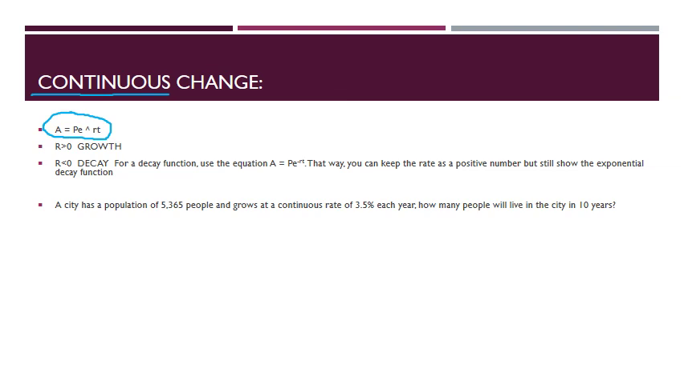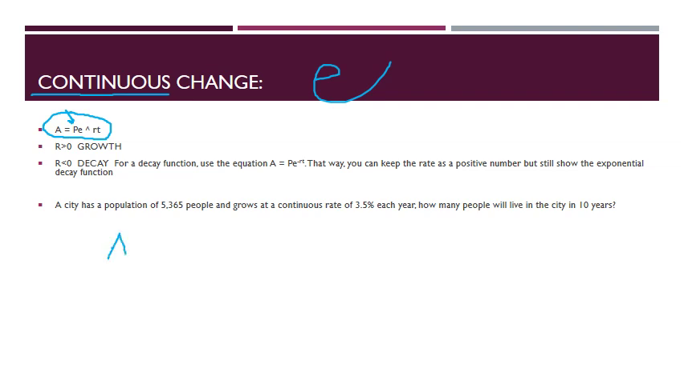So P is the original amount, principal, that one's fine. E, you guys, E is not a variable. It's literally a button on your calculator. E is kind of like, maybe pi. It literally has its own value. So just use that button on the calculator. And then R, again, is rate, written as a decimal, and T is time.